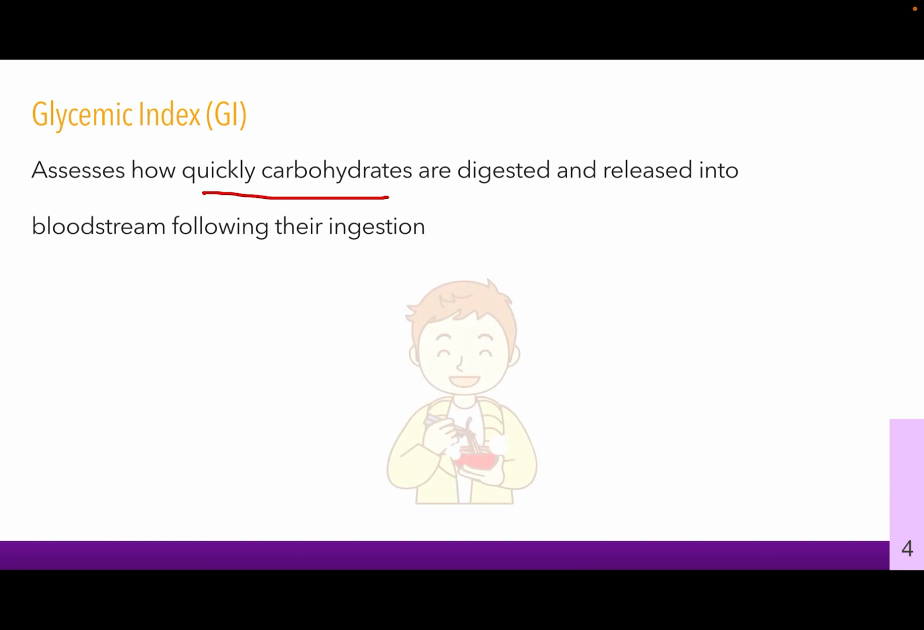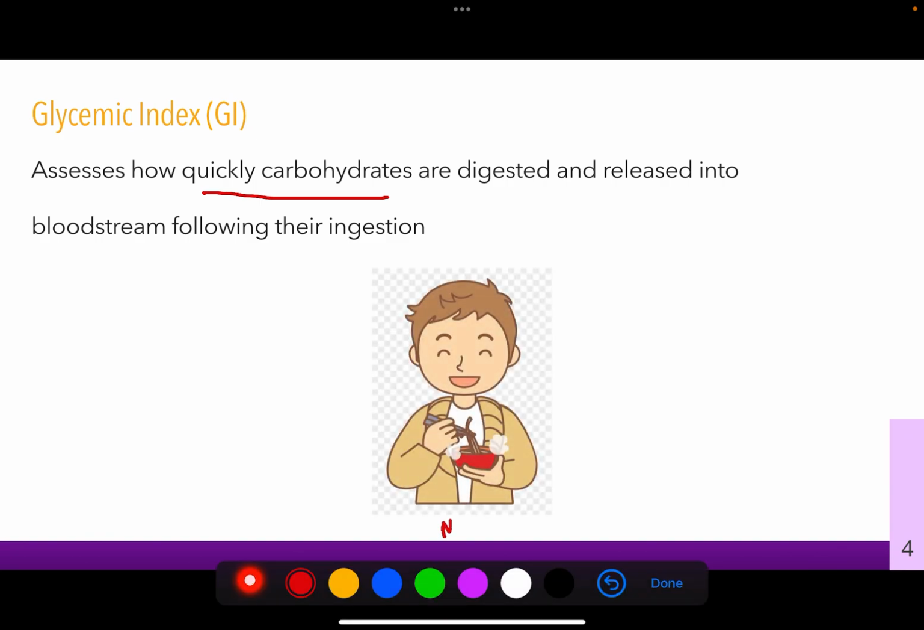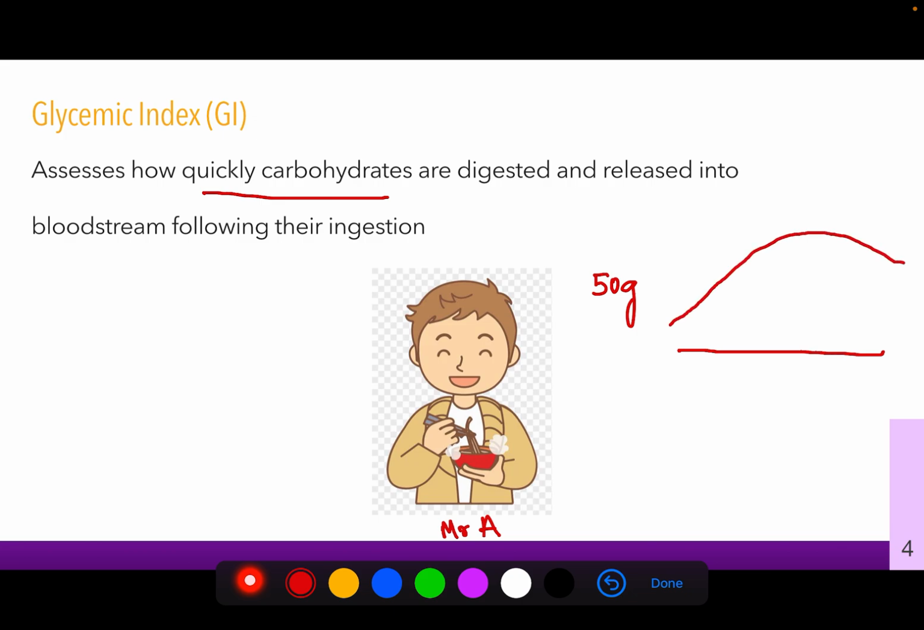How do you measure it? So he is Mr. A. He is a happy Mr. A. You give 50 grams of the carbohydrate that you want to measure. Mr. A will eat it. Now, for the next 2 hours, you will measure Mr. A's blood glucose levels. For the next 2 hours, you will continuously measure the blood glucose levels of Mr. A.